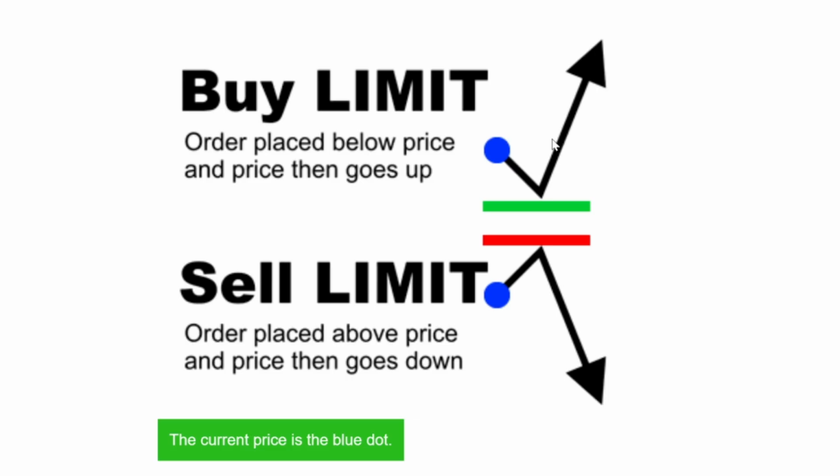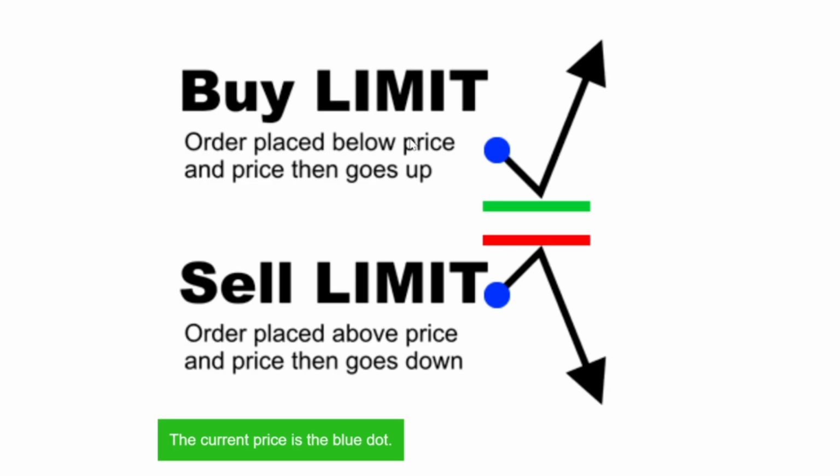So let's assume the market is moving on an upward trend and you want to enter the market during a retracement. So what you're going to do is set a buy limit on a particular position on the chart, so that when price touches there, it goes in an upward direction.